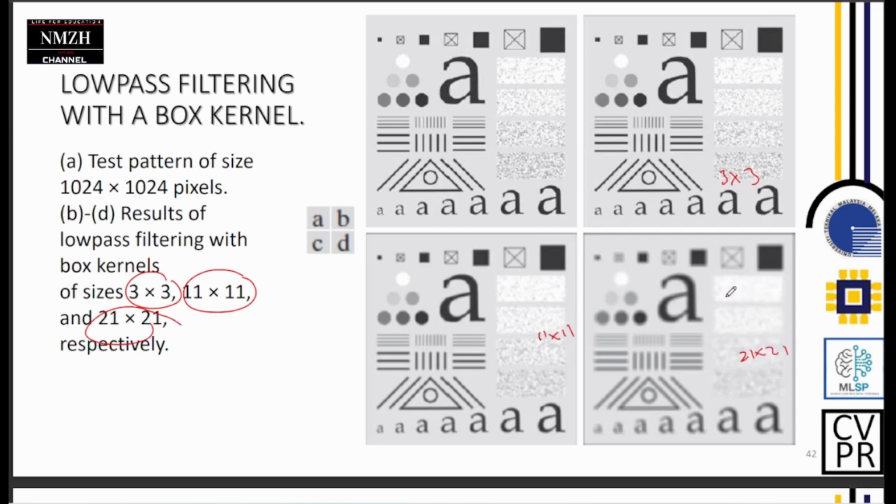As the kernel size of the box kernel increases, we can see the blurriness of the images becoming stronger. So I think 3 by 3 is much better compared to 11. The 11 started to be blurry somehow, especially the curving and this line, right? Compared to this, things started to look blurry.